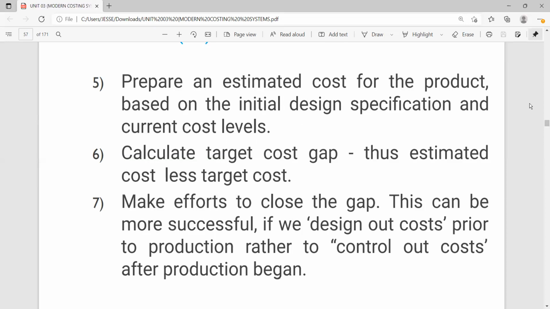This can be more successful if we design out costs prior to production, rather than control costs after production began. So we can be more successful if we are proactive at this. If we design out costs before production, we are likely to be more successful rather than after production. Before production, if you have designed out the cost properly, then we are more likely to close the gap.